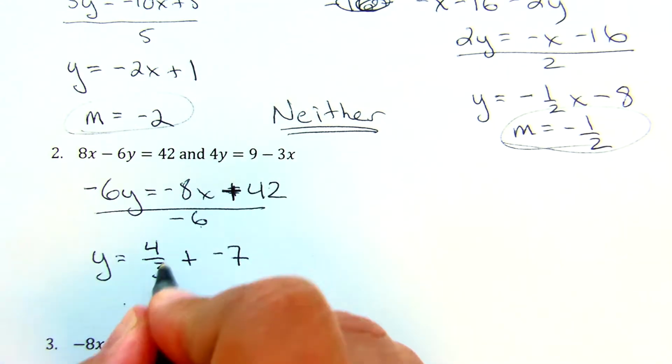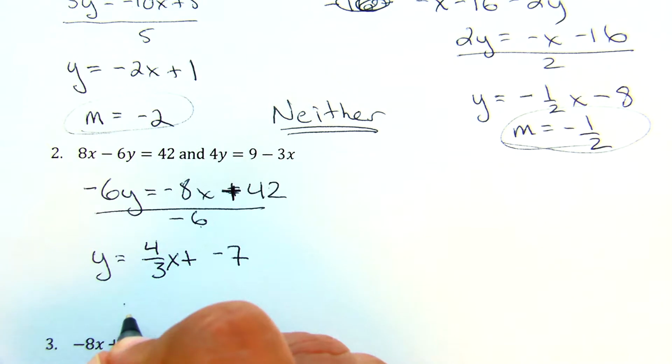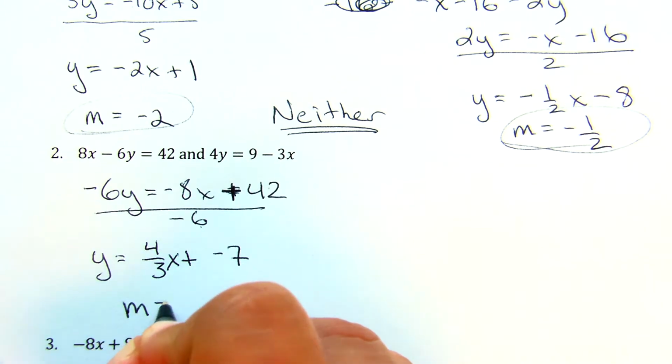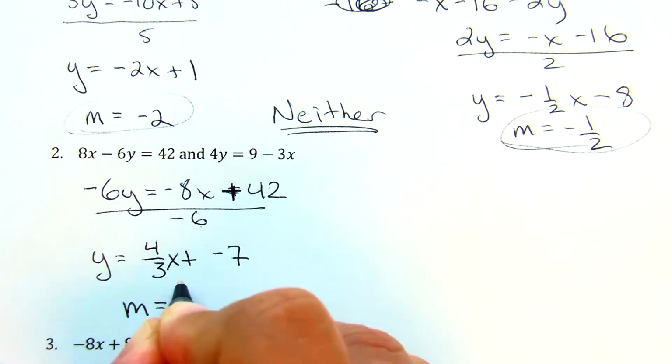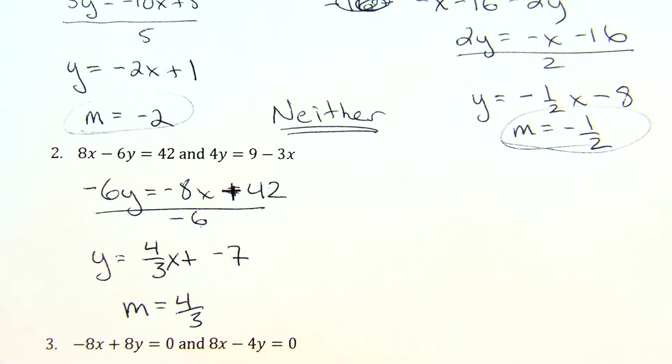So my slope in this case is 4/3, always the coefficient of x. It doesn't matter what order you write things in; it's always the coefficient of x. I always put the x term before the constant because it just keeps things simple for me.